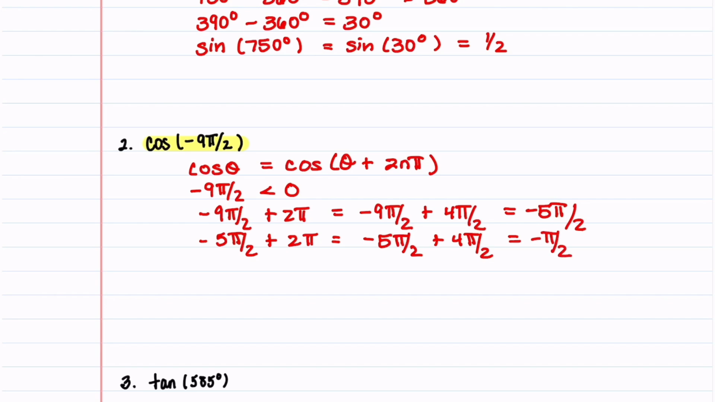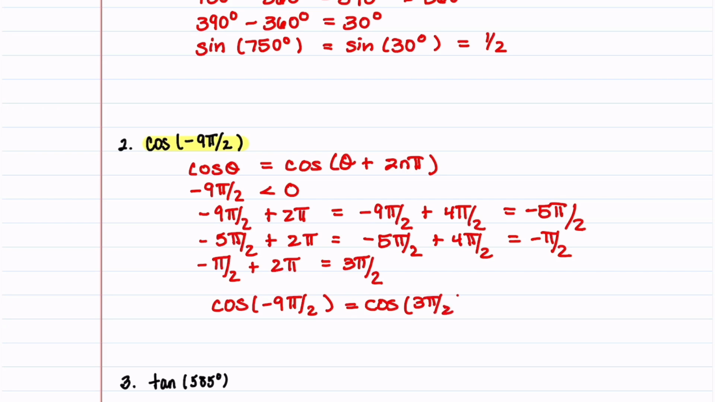We're almost there. We need to do it one more time. We have minus pi over 2 plus 2 pi. This is equal to 3 pi over 2, which is between 0 and 2 pi. Our periodicity identity tells us that cosine of minus 9 pi over 2 is equal to cosine 3 pi over 2, and that's equal to 0.